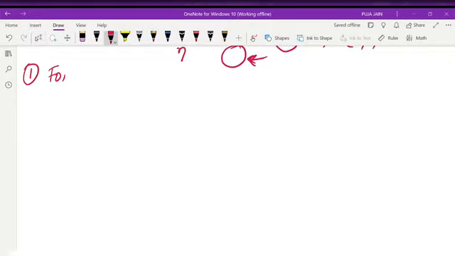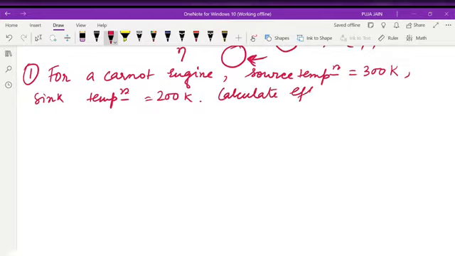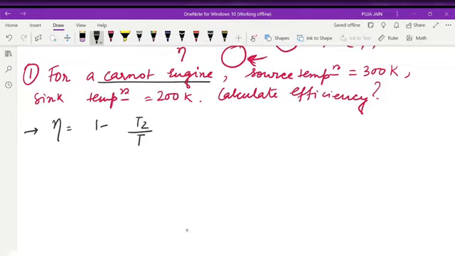It's for a Carnot engine. For a Carnot engine, the source temperature is 300 Kelvin and the sink temperature is 200 Kelvin. Calculate efficiency. It's an easy question. See, I told you one formula for Carnot engine, that is eta is equals to 1 minus T2 by T1.